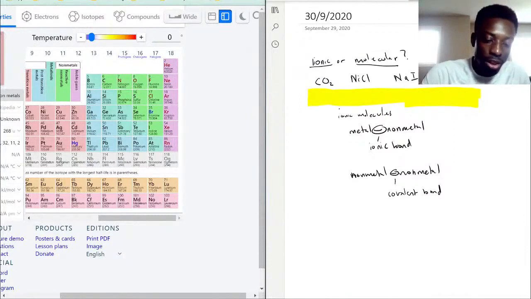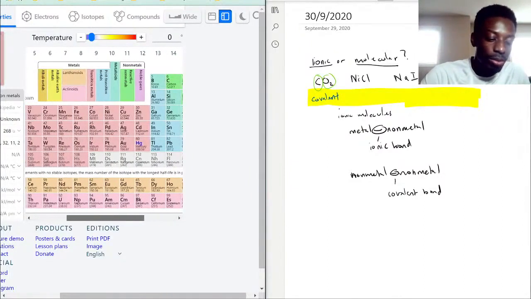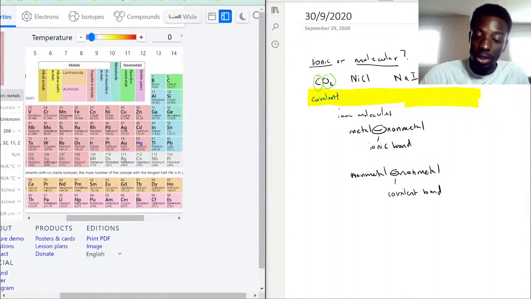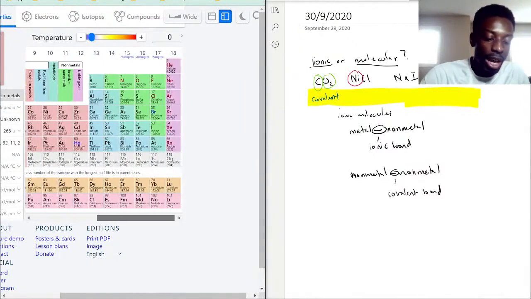So with that logic, C, non-metal, circle it in green. Oxygen, also non-metal, green. So 2 greens, 2 non-metals. So with that, this is a covalent bond. Okay, now let's move on. Nickel is a transition metal, which still counts as a metal. So circle it in red, metal. Chlorine, you see here, it's a halogen, another non-metal. So now we have a metal and non-metal. So with that, this is an ionic compound.